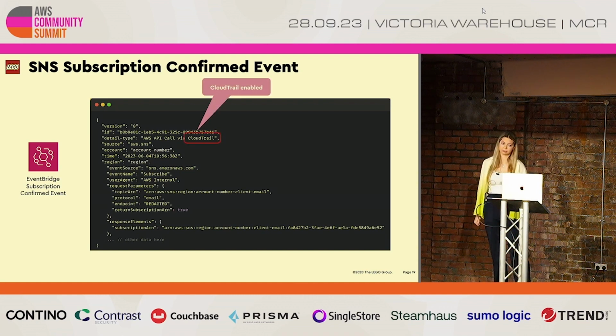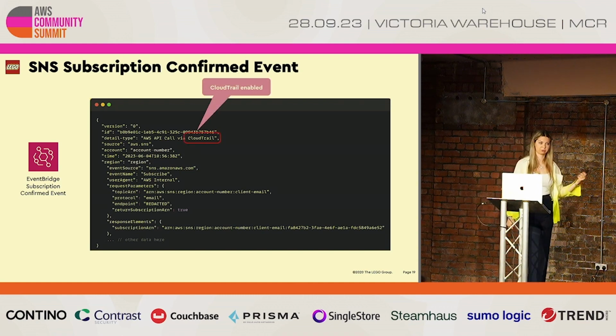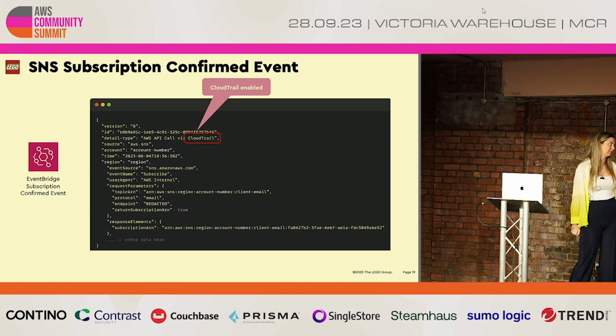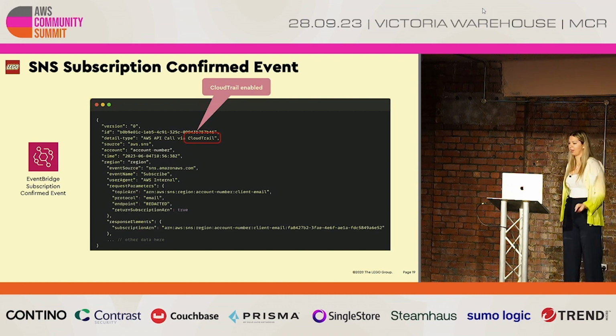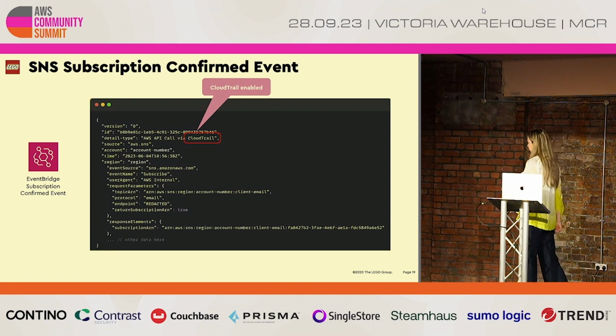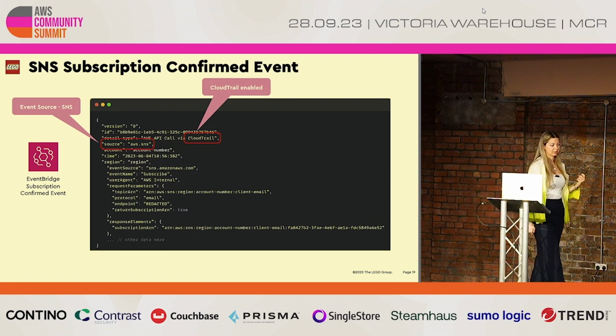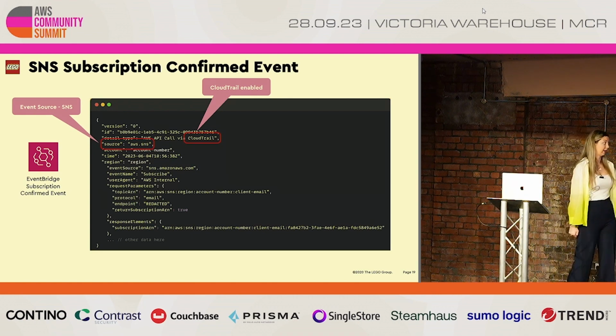So first of all, in order for you to capture this event, you need to have CloudTrail enabled. I know it's a bit expensive, but usually in production environments, you have it enabled for traceability purposes. Then the source of the event is AWS SNS. So it's an event that gets generated by AWS, and it's caught on the default event bus.